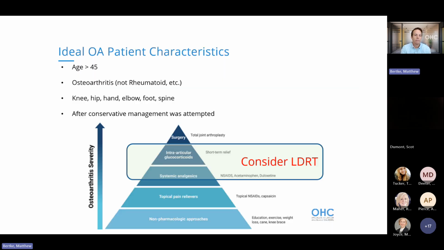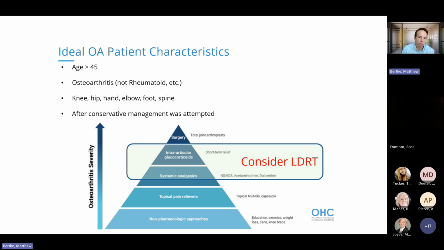So where does radiation fit? Basically, if somebody has already tried non-pharmacologic interventions like weight loss, and they've maybe tried some topical pain relievers, and they're starting to use anti-inflammatories or over-the-counter medications like that, then we can start considering low-dose radiation. Some of our patients have been using Advil or Aleve for a while. Some of them have even gone to get multiple joint injections and still have issues that are persisting. But typically it's in that range that we start to consider utilizing radiation.